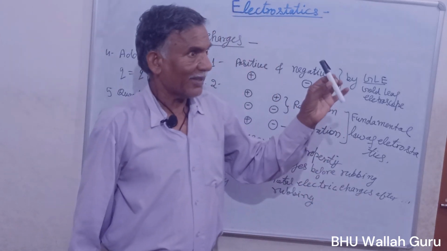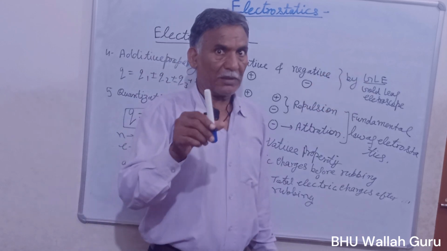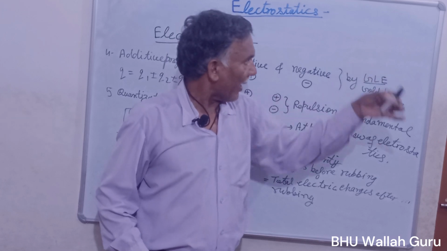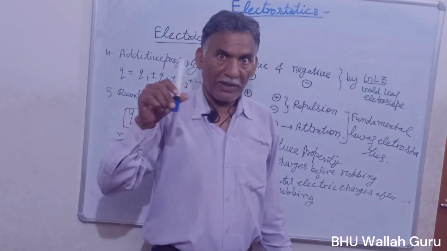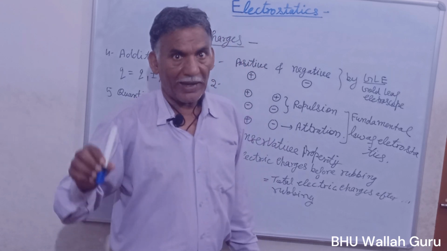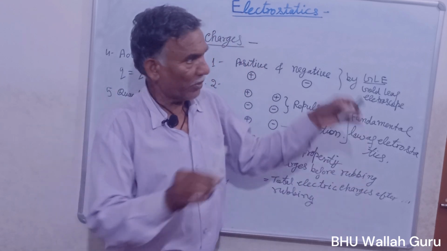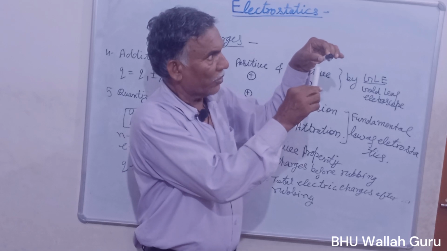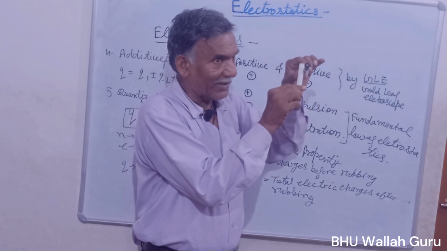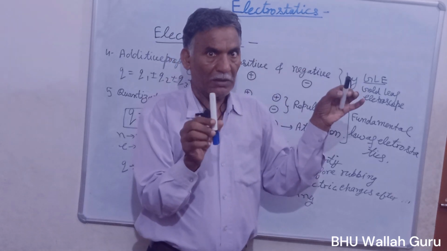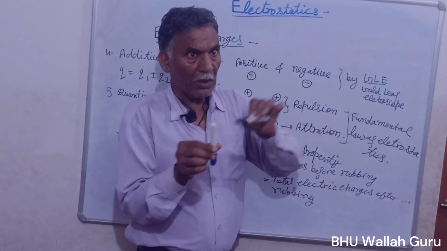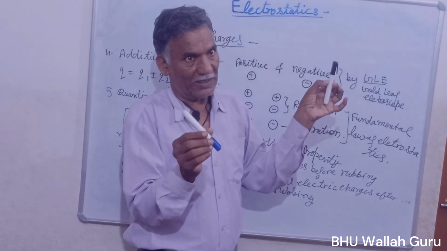Rub a glass rod with silk. Hang this rod freely. Again, rub another glass rod with silk. Bring the second rod near the first. It will repel. There was like charge on both rods because both rods were rubbed with silk. So like charges repel each other.